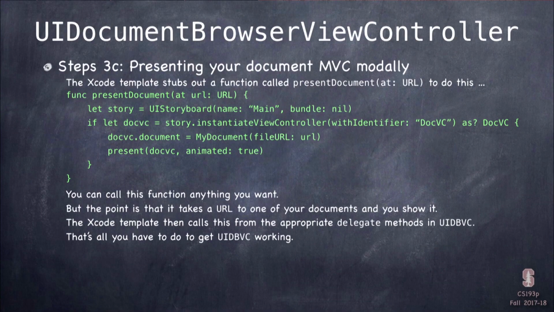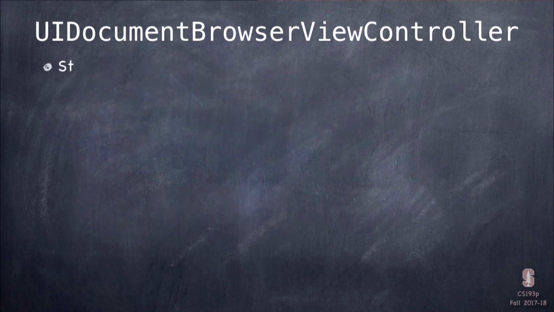All right, so back to our present. We need to write a function that presents it, and it's really simple. We're just going to get our storyboard. We're going to instantiate our view controller from the storyboard. Now, really importantly, we're going to set the document of the document showing MVC that we just got out of the storyboard. We're going to set it to be a new document with the URL that's passed to us, because it's present document at URL. Now this might be a new document it just created by copying that template, or it might be some document we're opening that was created in the past. You don't know and you don't care here. Then you just call present of that document VC. That's it. You do all that and it will all work.